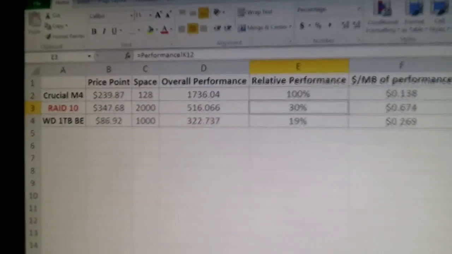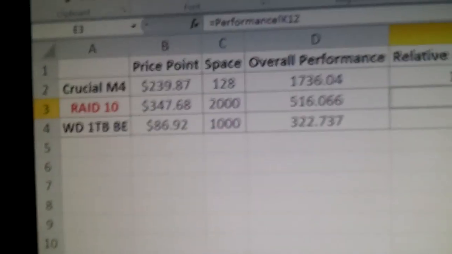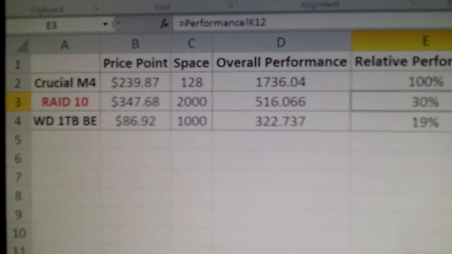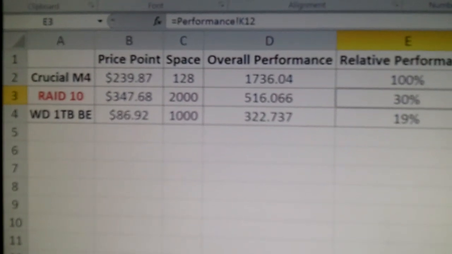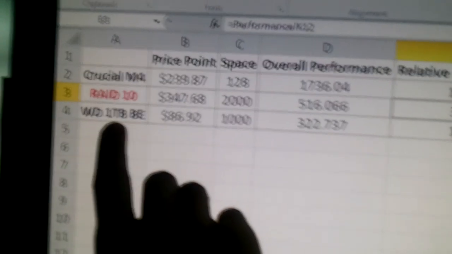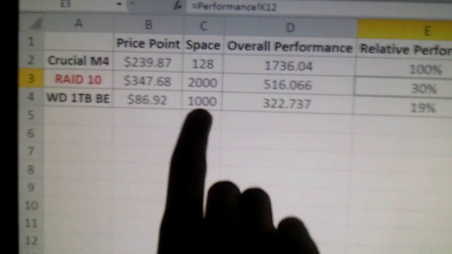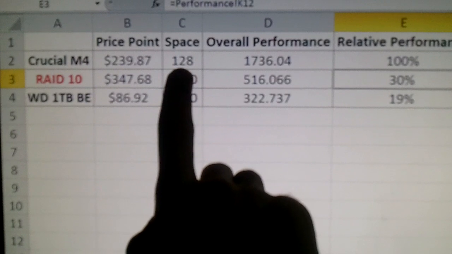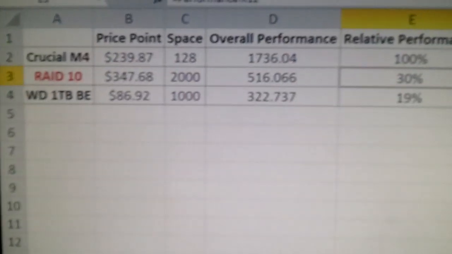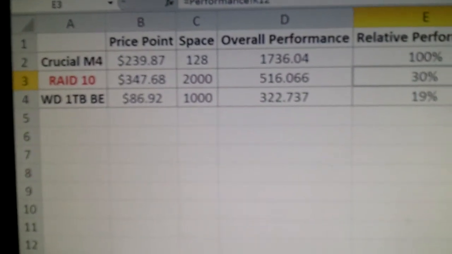So now let's move to the pricing. The Crucial M4 is priced at $239.87 for the 128 GB model. The Western Digital 1TB is only $86 for 1,000 GB against 128 GB. So that's a huge difference.